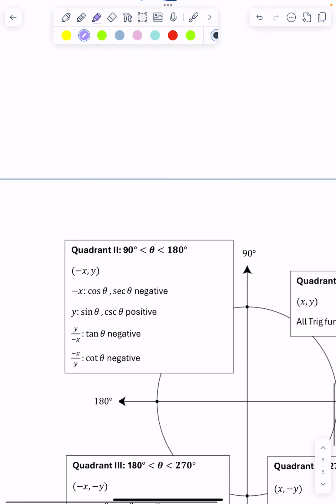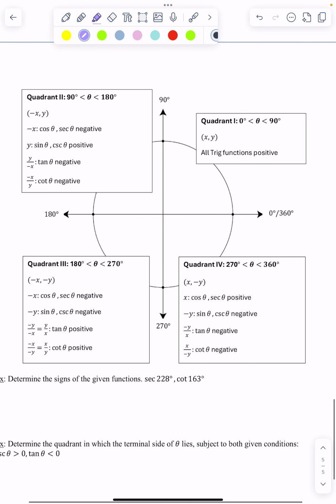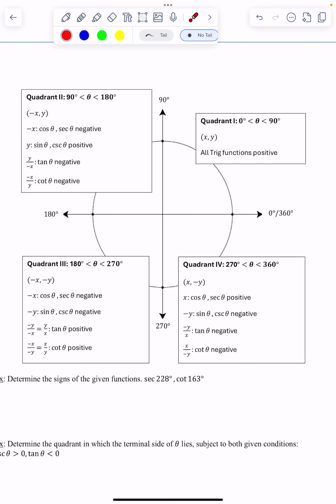There is one problem like that. If we look at the quadrants, we talked a little bit today about the quadrants. In quadrant 1, all of my trig functions are positive, and I'll get a positive x and a positive y. In quadrant 2, I'm looking between 90 and 180 degrees. My x values are negative because I went over this direction, but my y values are still positive. So my cosine and secant are negative, my sine and cosecant are positive, and my tangent and cotangent are both negative, all right?